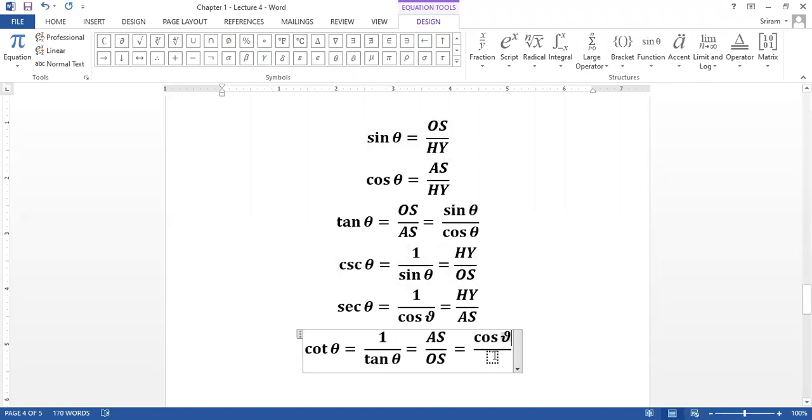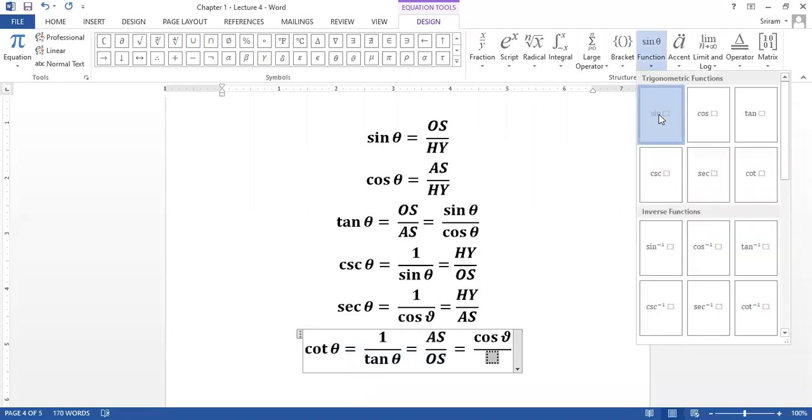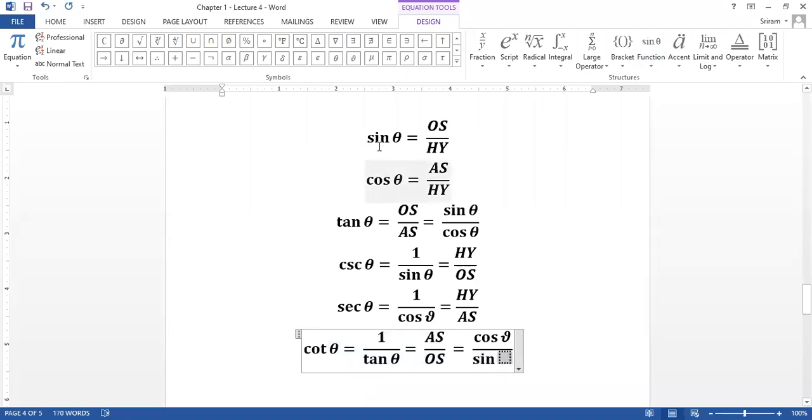These are all called the trigonometrical ratios. So whenever we have a triangle, we can use these trigonometrical ratios and find the angle.